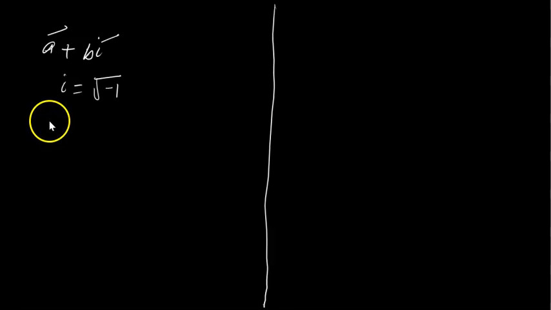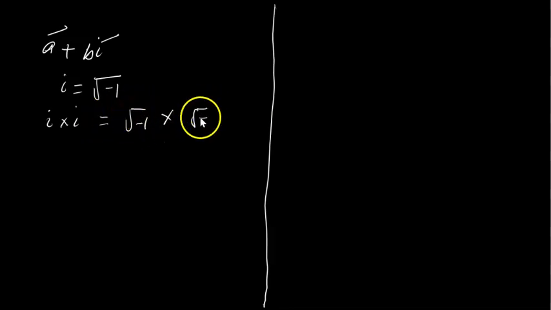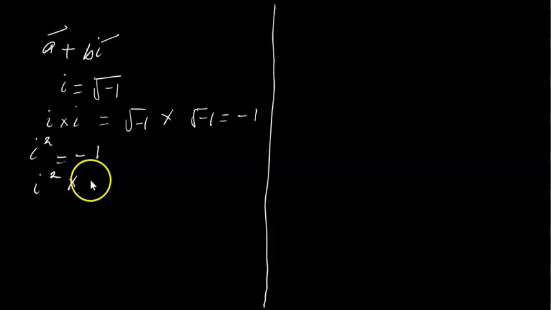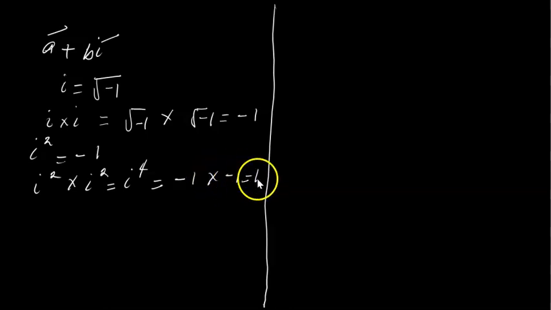If I have i and I have to multiply i times i, this is the same thing as the root of minus 1 times the root of minus 1, which equals minus 1. That means i squared is minus 1. Now if I have i squared times i squared, that's the same as i to the power 4 from indices, which is minus 1 times minus 1, which equals 1.